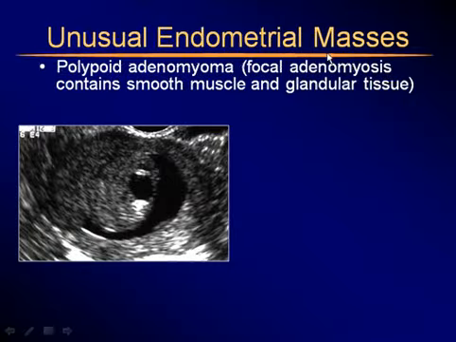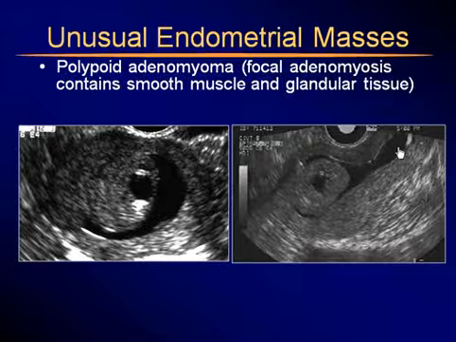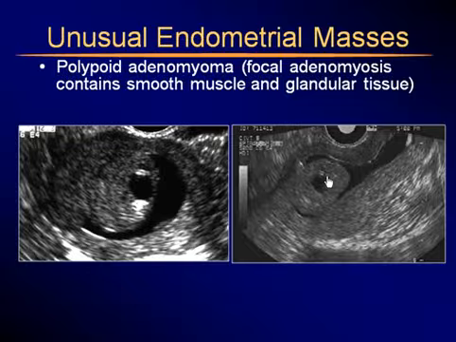Sometimes you'll see unusual endometrial masses. In this case, it was a soft tissue mass within the cavity, which had a cystic change, and pathology revealed that this was a polypoid adenomyoma, which is really focal adenomyosis tissue bulging into the cavity. Here's another patient, another one with an unusual mass. Both of these had a cystic change within them, but not that that's very specific. And pathology again revealed a polypoid adenomyoma.